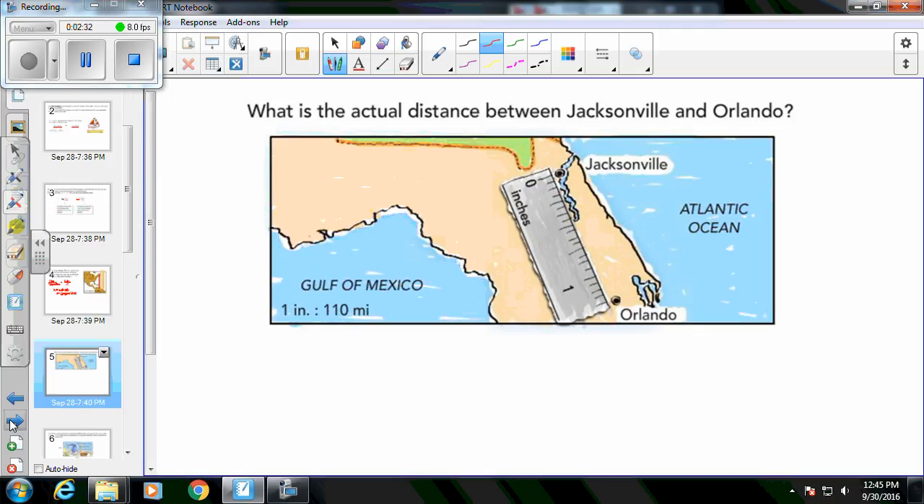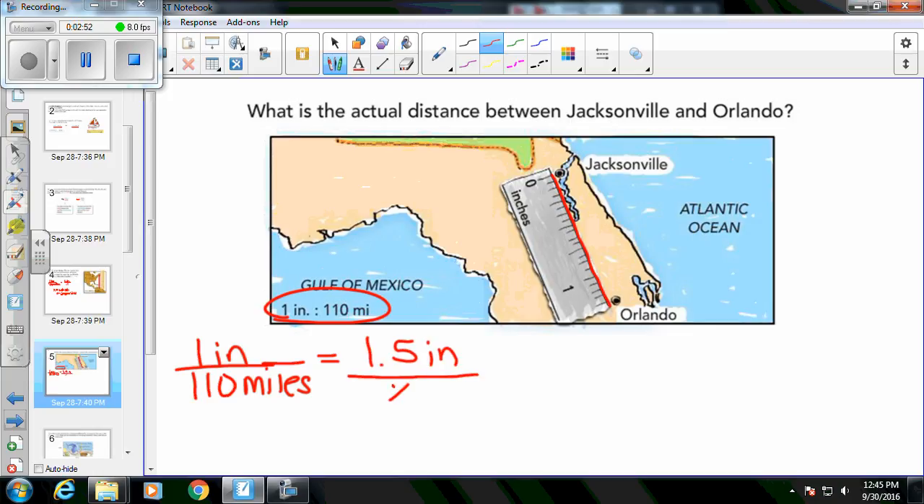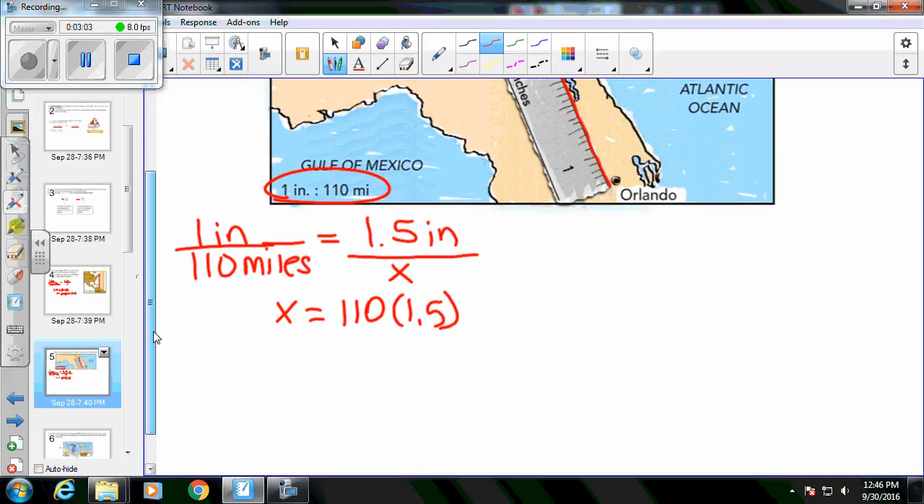Let's try another one. What is the actual distance between Jacksonville and Orlando? I look at my scale, 1 inch to 110 miles. On my ruler here, I have 1 1/2 inches, 1.5 inches over x miles. When I cross multiply, I get x to be 165 miles.